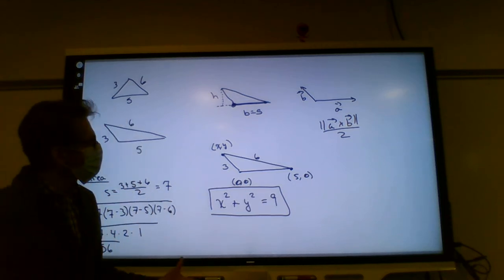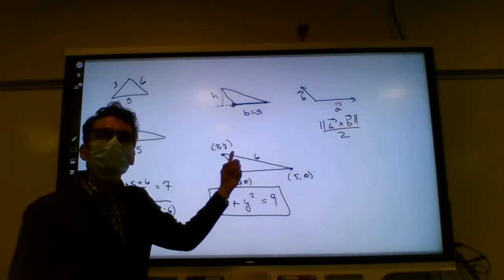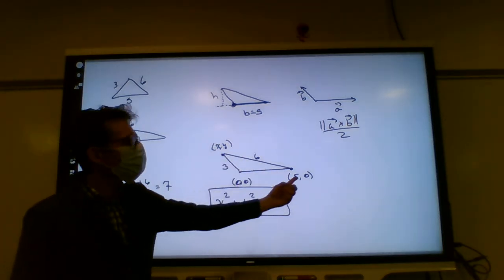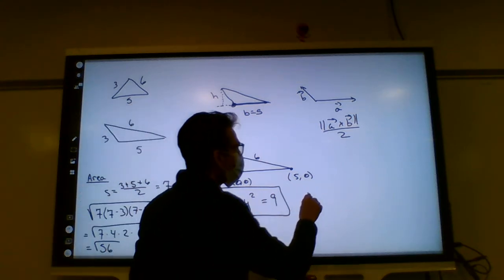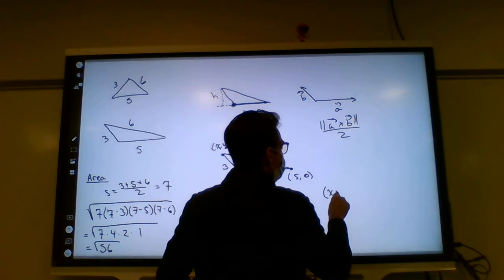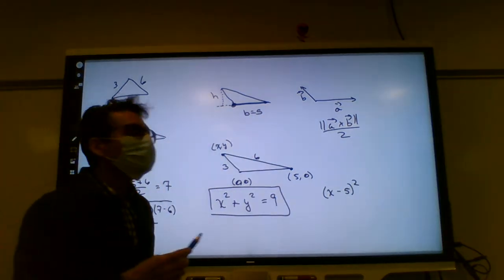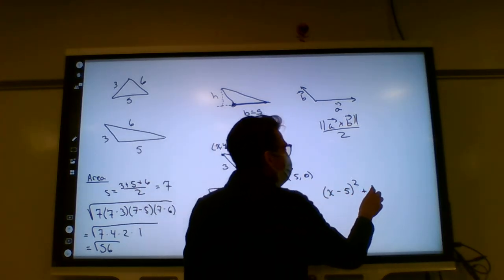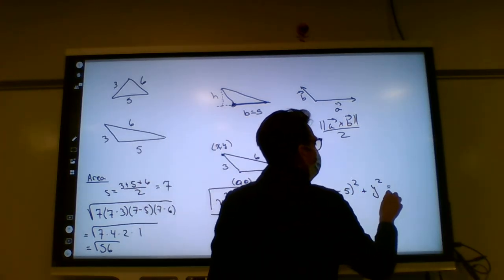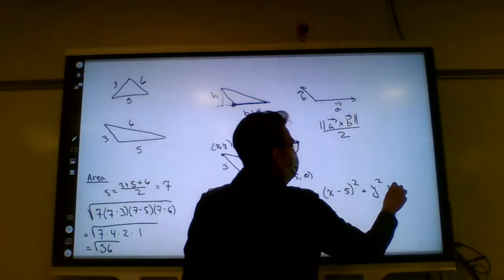All right, what else can we say about x and y? We could do the same thing in this direction, couldn't we? So how far is it from this point to that point? The distance is 6. And otherwise, what could we do? We can say x minus 5 squared plus y minus 0 squared is equal to what? 36. Is equal to 36.